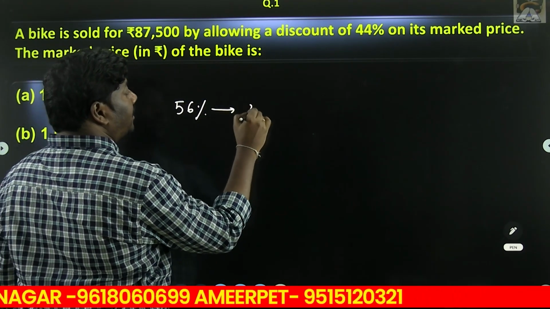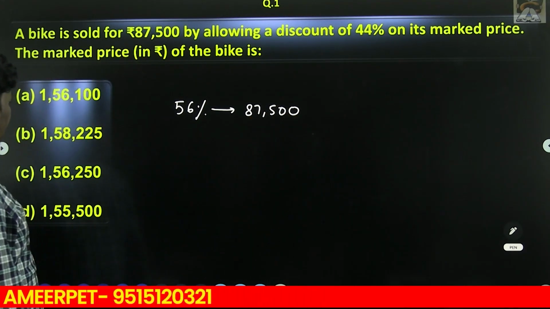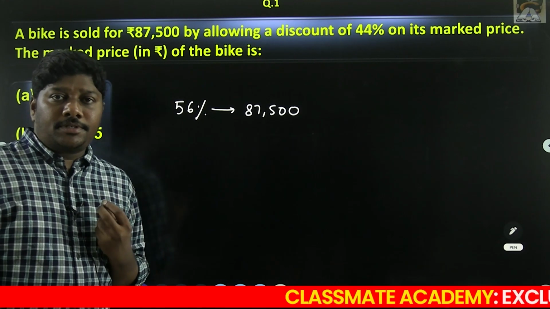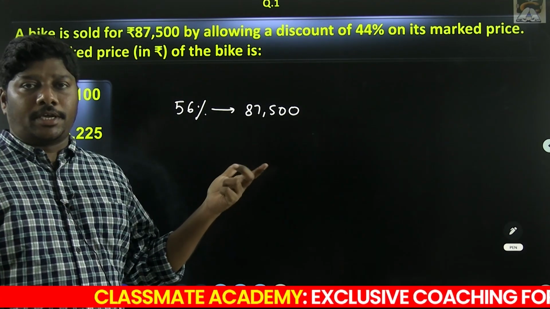56% is 87,500. Okay, here knowing some tips is very useful. See how do we actually play with the numbers here.